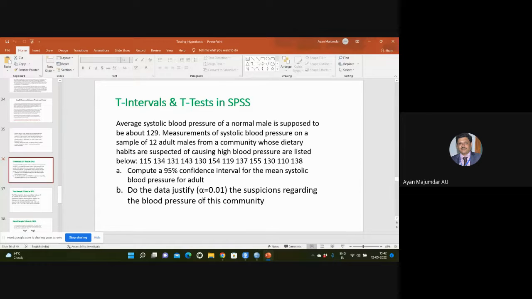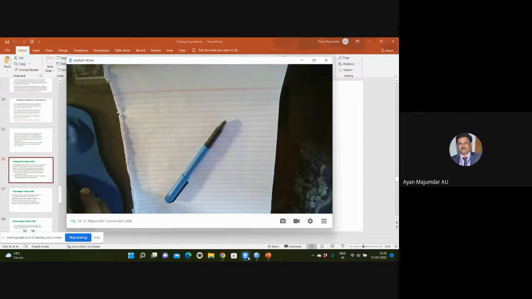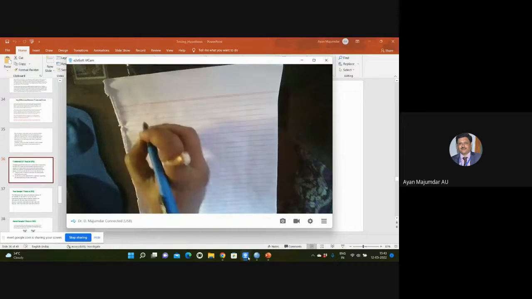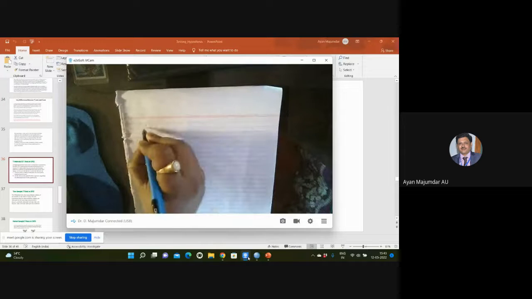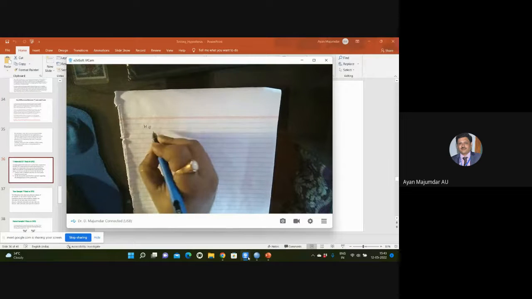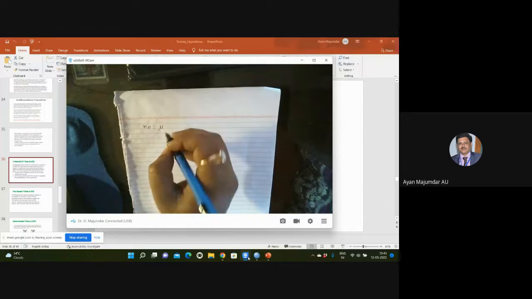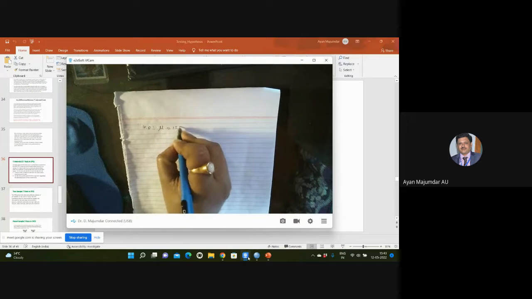Now, why do we test? This is a small sample test of 12 people, and what we are testing is the mean. The mean we are taking as 129. So, what will be the null hypothesis? The null hypothesis here is H0: mu is equal to 129.